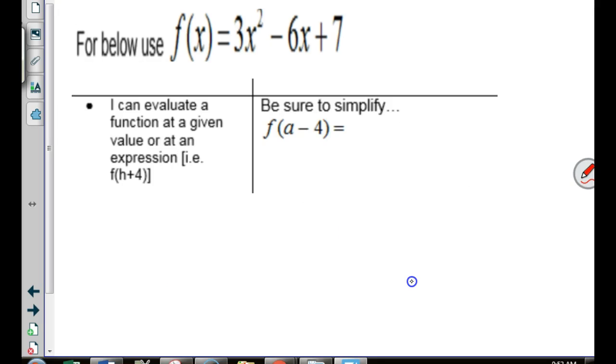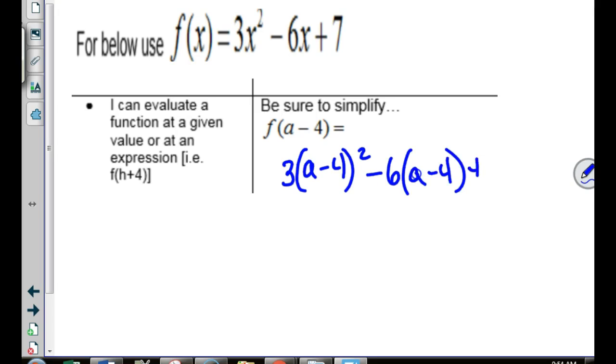All right. What about this question? Crickets? Come on. You know how to do this. You still just plug it in. So what does that look like? It'll say 3, a minus 4 squared minus 6 times a minus 4 plus 7. And then you're all going to go a squared plus 16 and get it wrong, right?